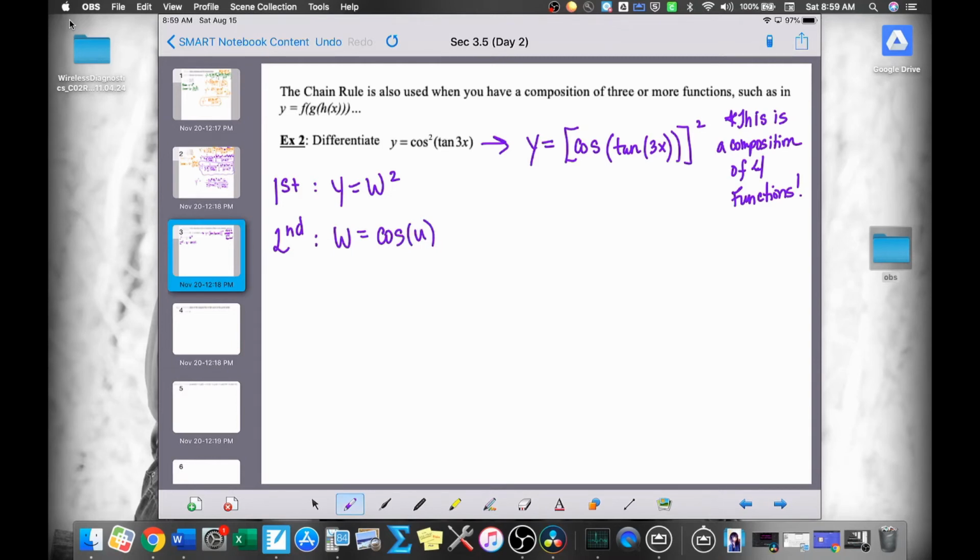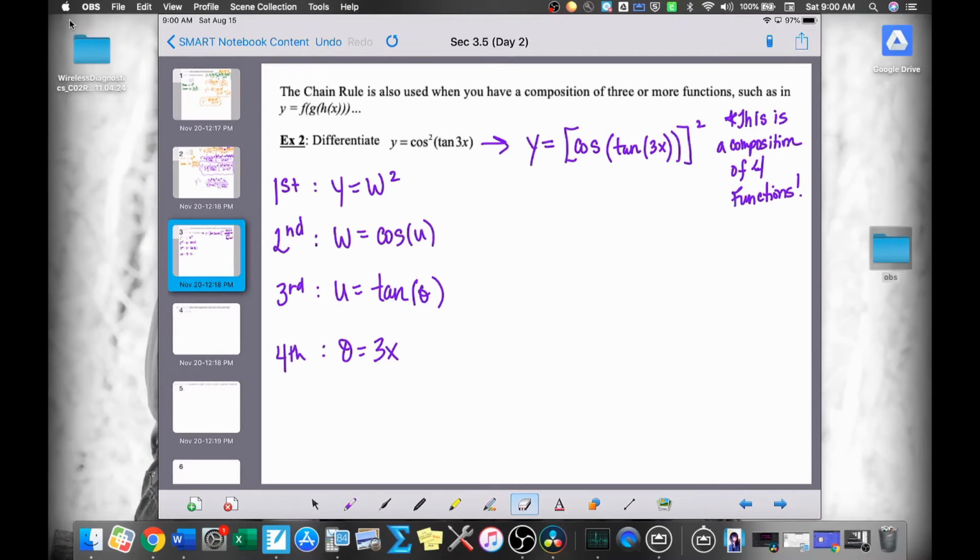Okay, well, what is u then? Well, u is what's inside the cosine, which is the tangent of something. And we'll call that something theta. And so then finally, our fourth function is, well, then what is theta? Theta is 3 times x. So hopefully now you can see that we actually do have a composition of 4 different functions here. But we can still do the chain rule. It's not going to look very pretty, but we can do it.